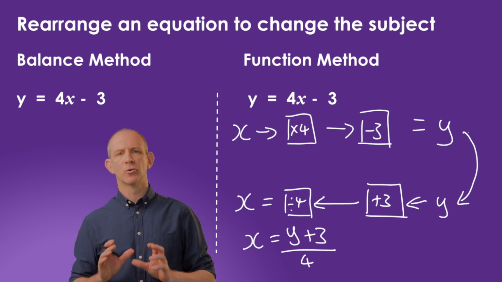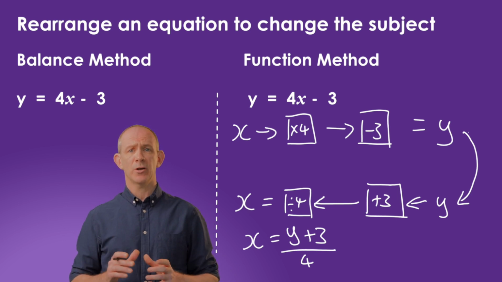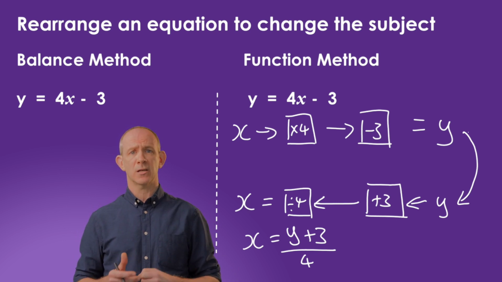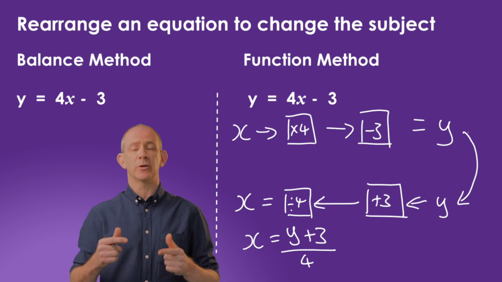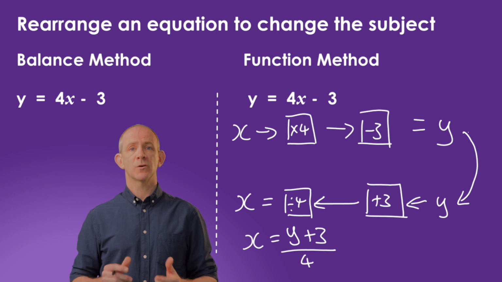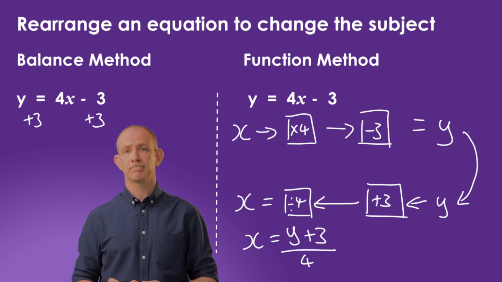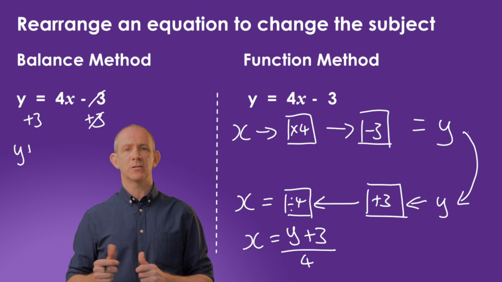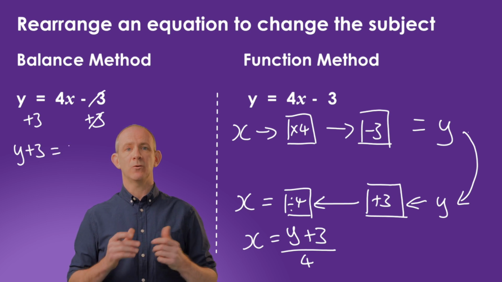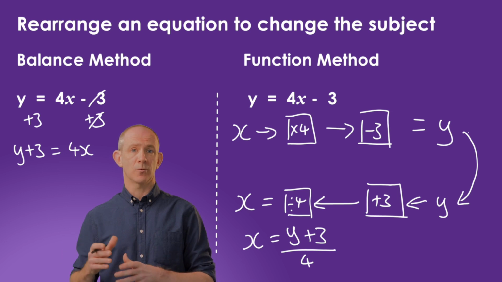Now let's have a look at a more advanced process called the balance method. You start with the same equation, y equals 4x take away 3, but we're going to look at doing this by undoing or reversing BIDMAS. So first of all, we're going to look for any addition and subtraction that's on the side with the variable that's going to become the subject of the formula. As I can see, there's a take away 3. I'm going to add 3 to both sides. So that would give me y plus 3 equals 4 times x, or 4x.